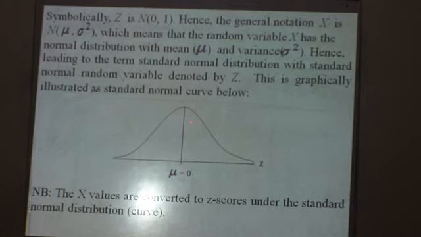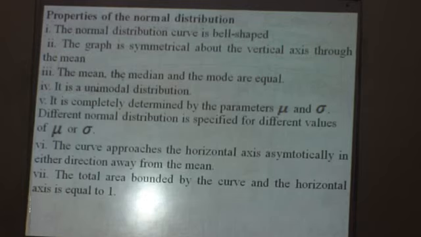Now, let's go back to the graph again. You can see that there's a vertical axis as the pointer is indicating. Now, when the whole graph is folded along the vertical axis, where u is equal to 0, you end up getting half of it fitting on the other half exactly. So when it happens like that, we say it is symmetrical about the vertical axis through the mean. But here the mean is 0.